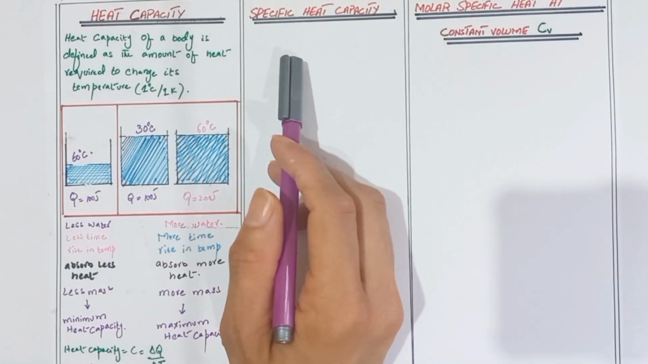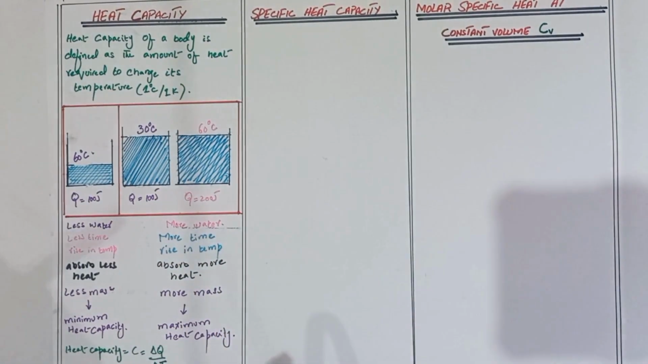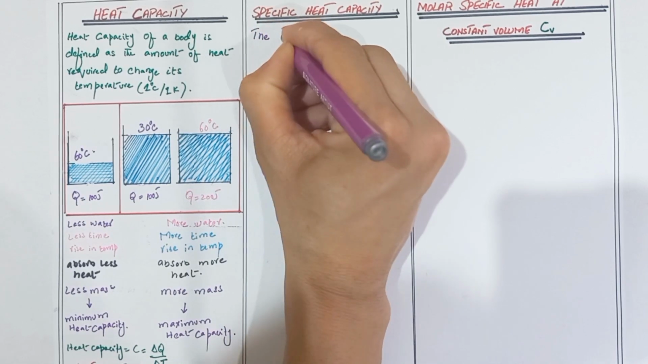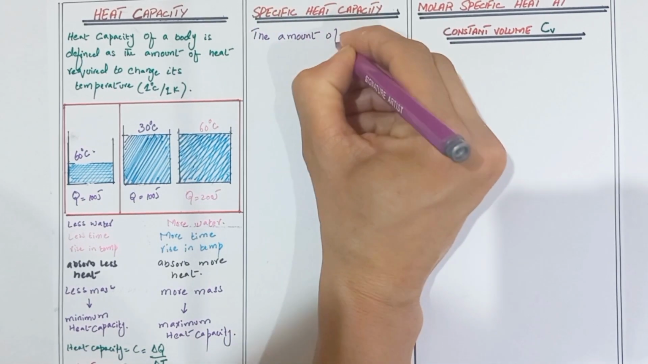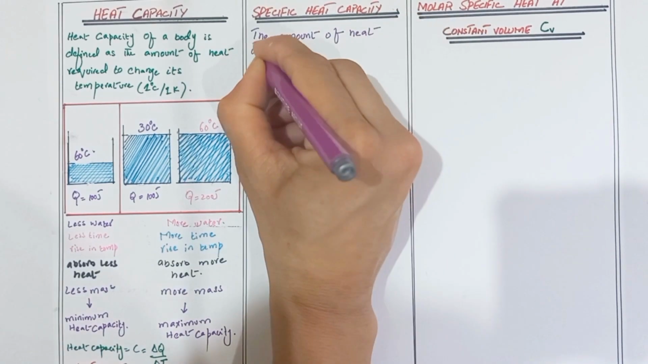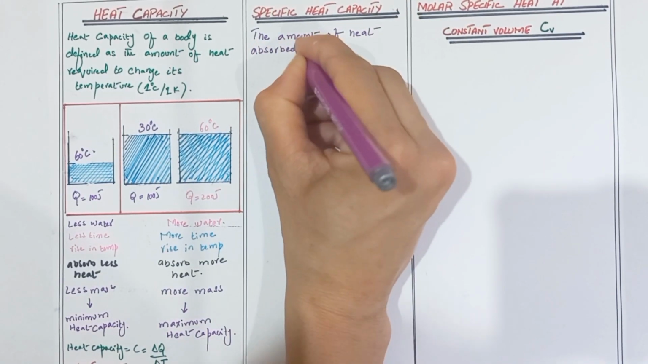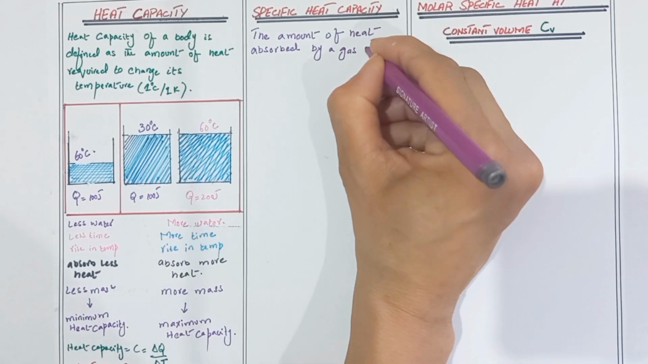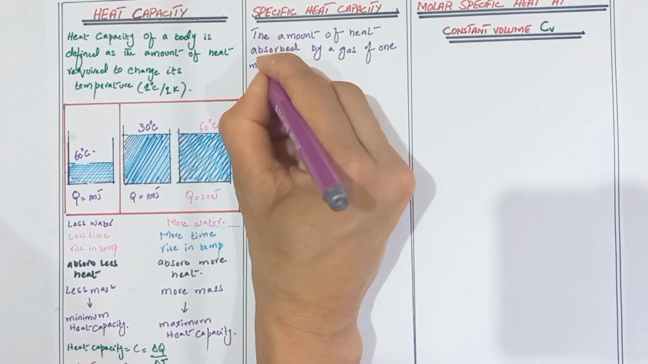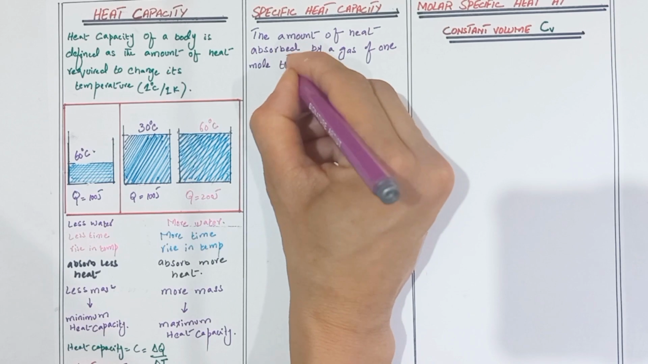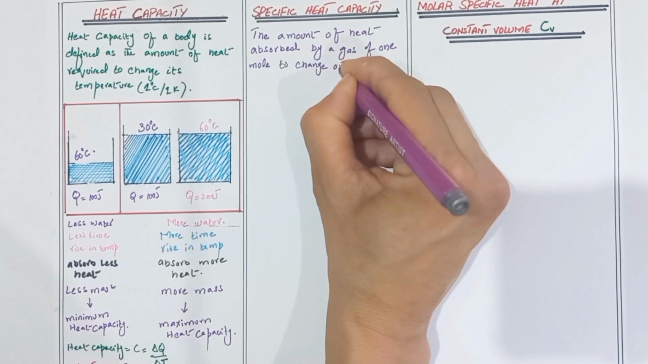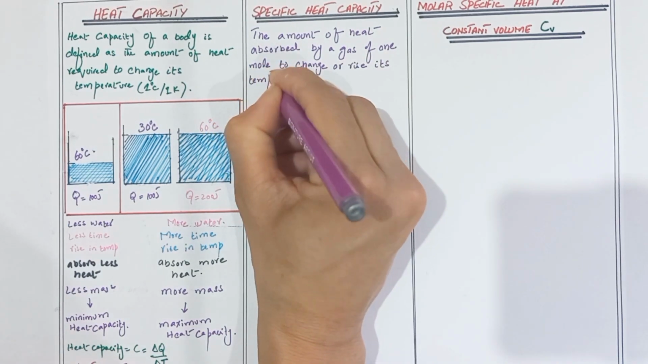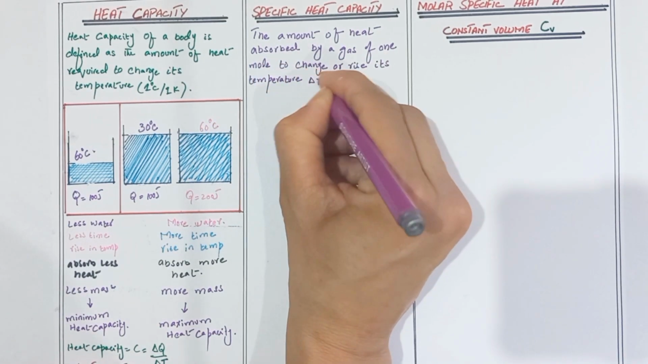Now we discuss the specific heat capacity. What is the specific heat capacity? First we discuss the definition. What is the definition? It is the amount of heat absorbed by a gas of 1 mole to change or raise its temperature by delta T.